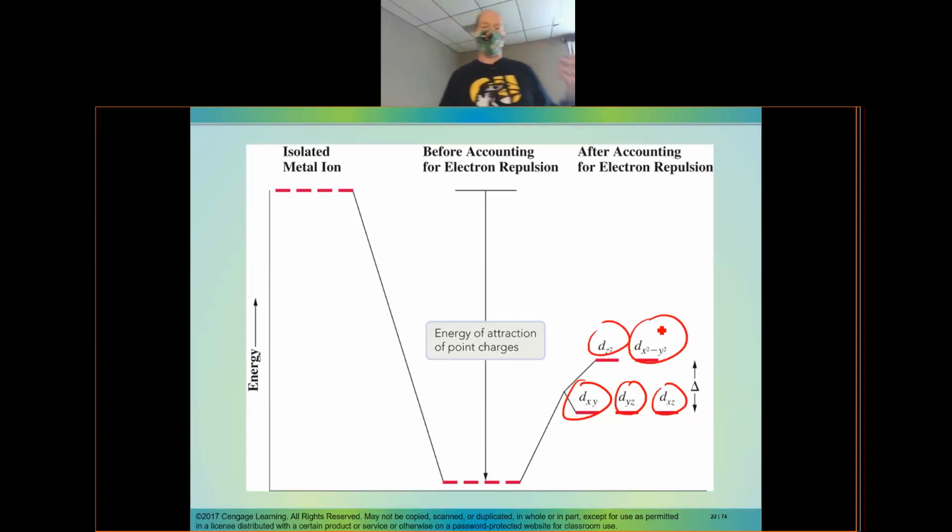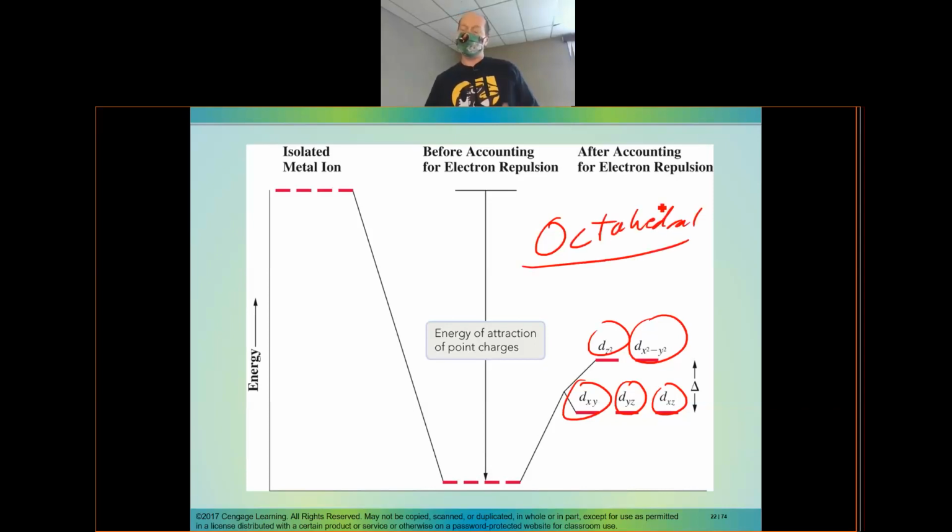So you had your 5d orbitals. Now you have 3 at lower energy and 2 at higher energy, and this is only for octahedral. If you are not octahedral, then this is not the arrangement that you will get for your 5d orbitals.